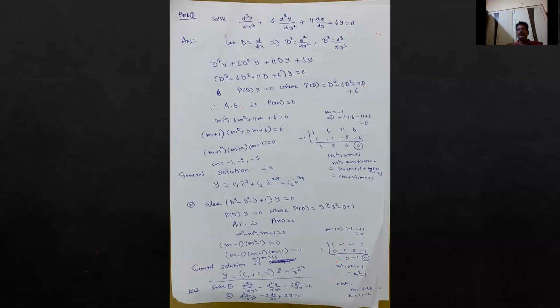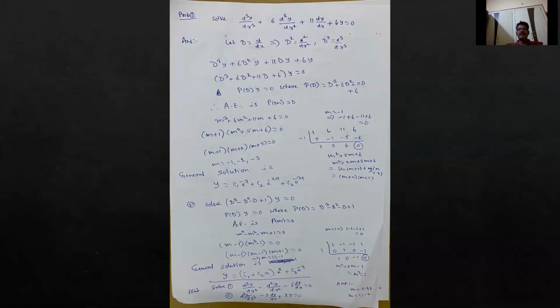Here it is m cube, so we start with m square. 1 into m square, with 0 m, minus 1. It is m square minus 1. So this can be written as m minus 1 into m square minus 1 equals 0. Therefore, m minus 1 into m minus 1 into m plus 1 equals 0.